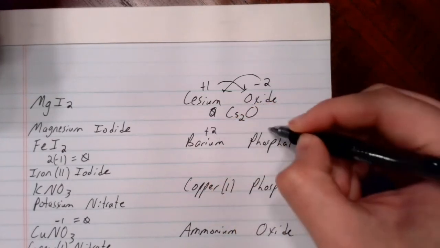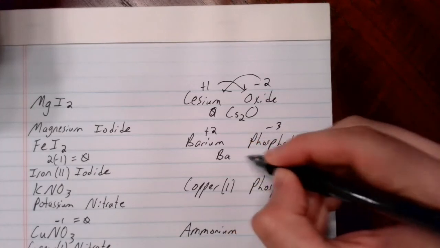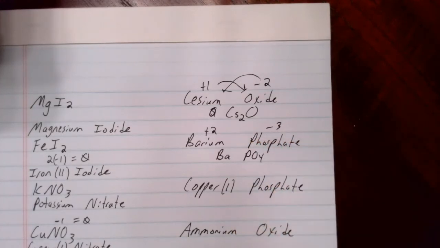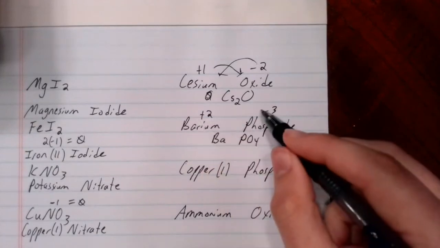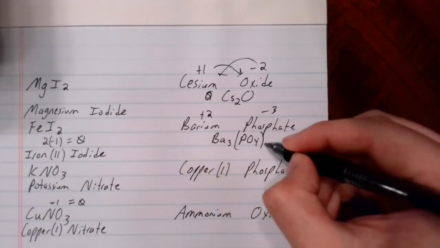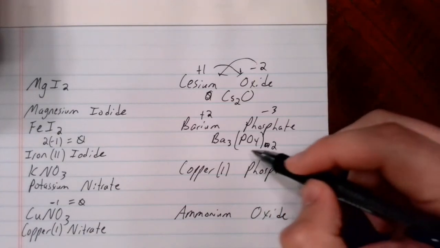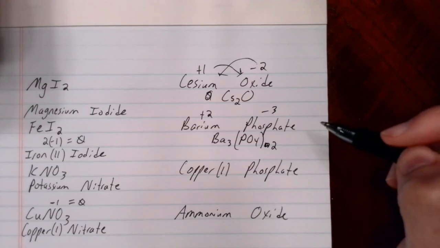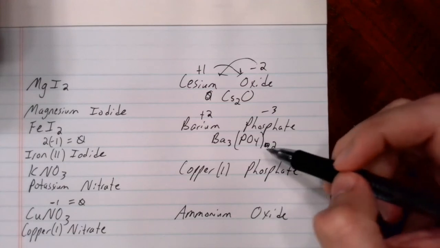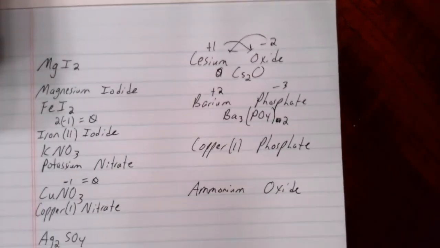Barium phosphate. Barium's +2, phosphate's -3. Write the formulas. BaPO4. Do they cancel? No, they don't, so I flip it. Ba3, (PO4)2. I need to put the phosphate in parentheses, okay, because there are 2 phosphates there. So go back and double check. Does it cancel? -3 times 2 is -6. +2 times 3 is +6, so we're good to go.